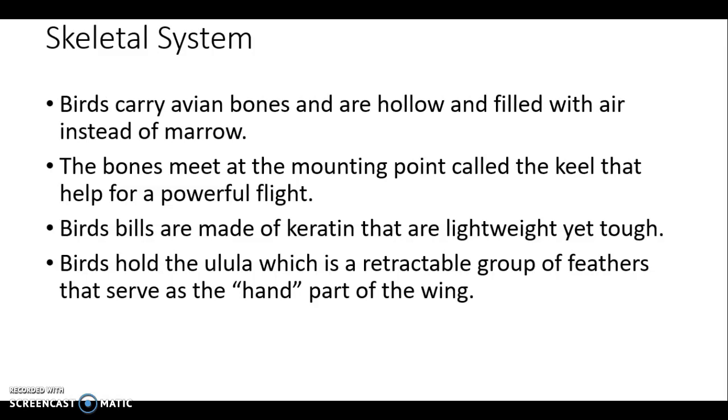Birds' bills are made of keratin that is lightweight yet tough. So they're lightweight, but they're tough so that if they're a perching bird or a bird of prey, they can attack their prey, and they can pick up what they're wanting to eat. Birds have the alula, which is a retractable group of feathers that serves as the hand part of the wing, which is very interesting because we would never think that birds have hands. We have fingers, but they have an alula.